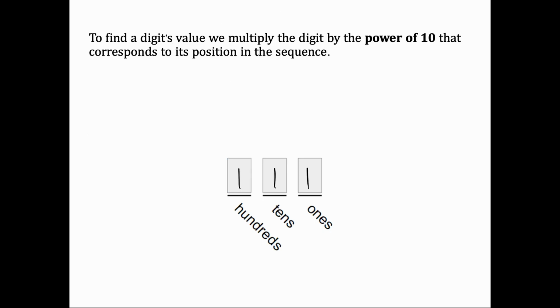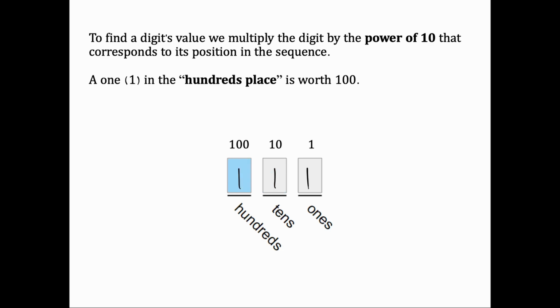To find a digit's value, we can multiply the digit by the power of 10 that corresponds to its position in the sequence. When we have a 1 in the ones place, it's simply worth 1. But a 1 in the tens place is worth 10, and a 1 in the hundreds place is worth 100. These are the place values: ones, tens, hundreds.